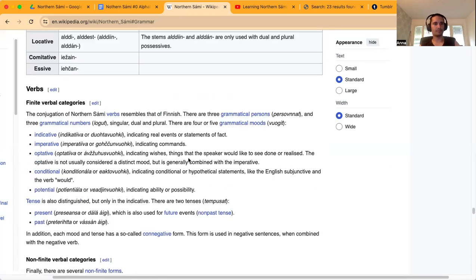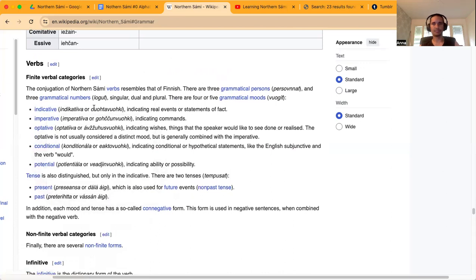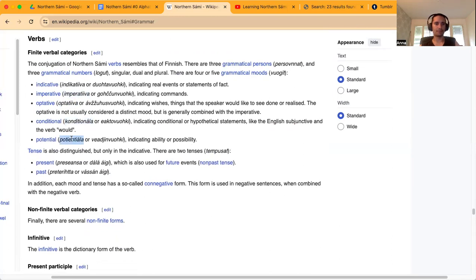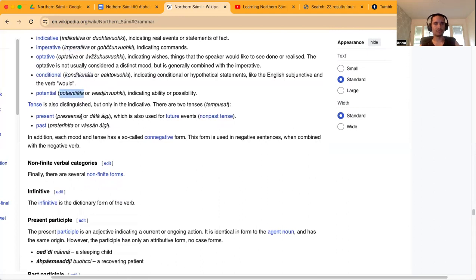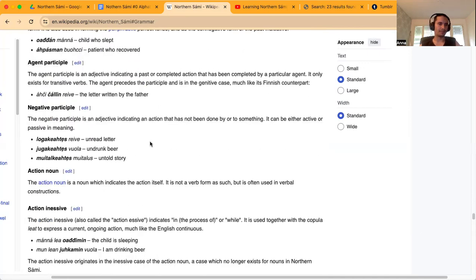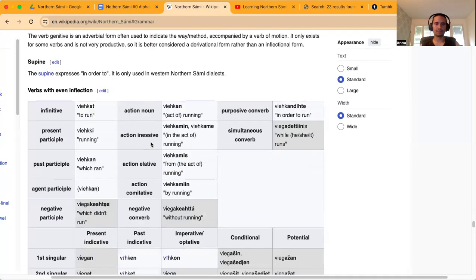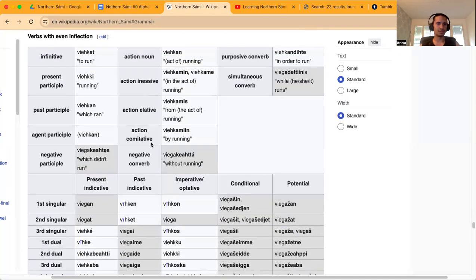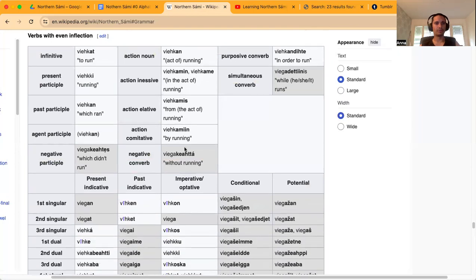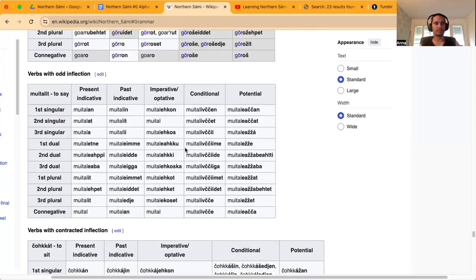And the verbs have indicative, which is like the basic form, imperative, commands, optative, conditional. Conditional is for hypothetical statements, and potential. Present and past tenses, so there's no future tense. But yeah, these are just some details we don't need to go through now. Just now you have the rough overview about the Sami grammar.